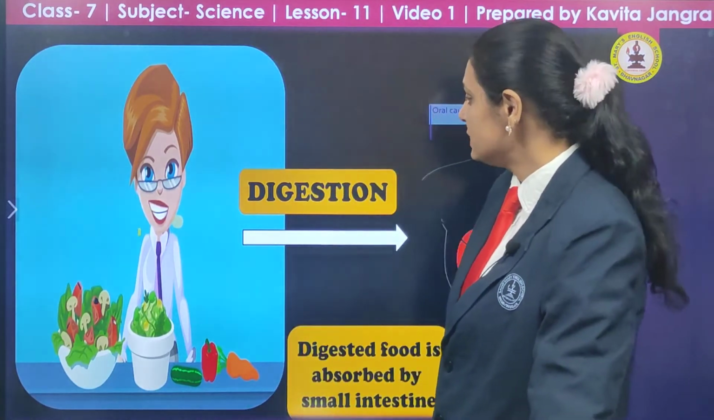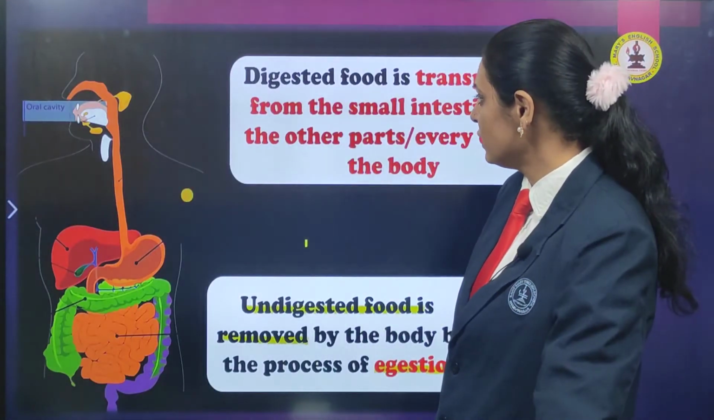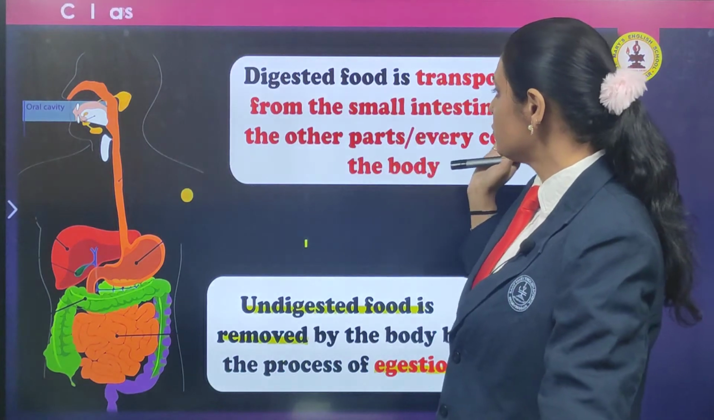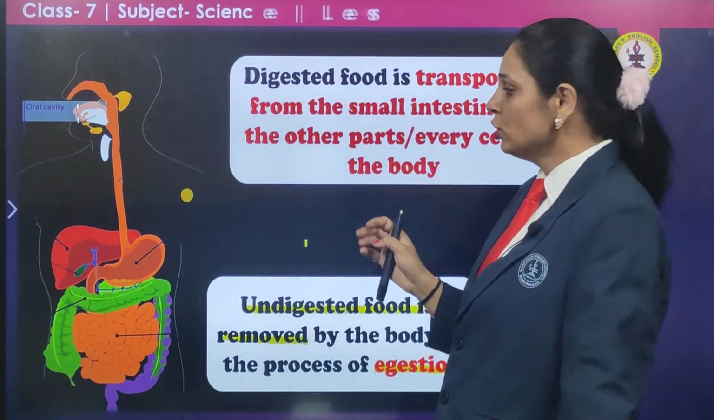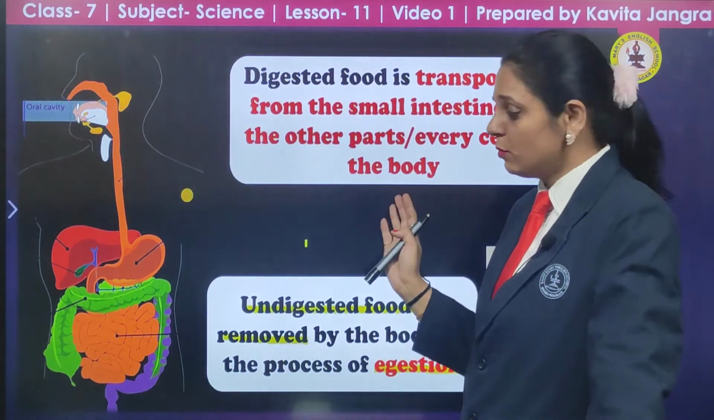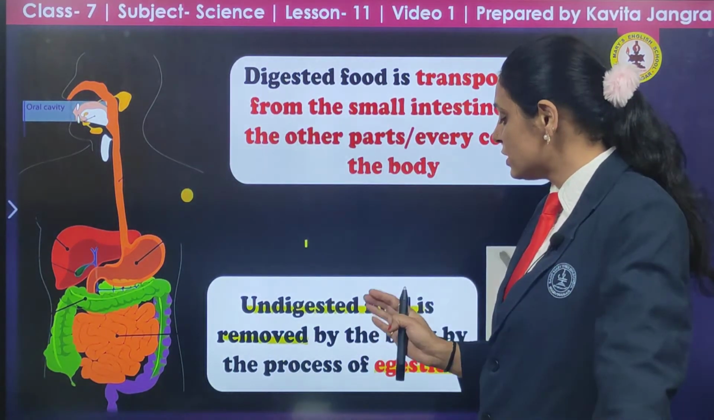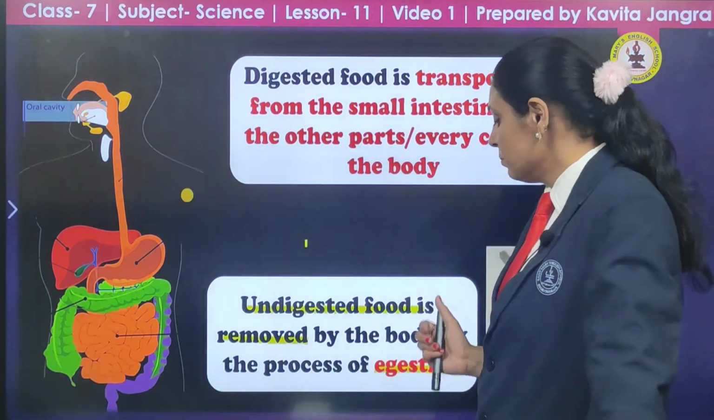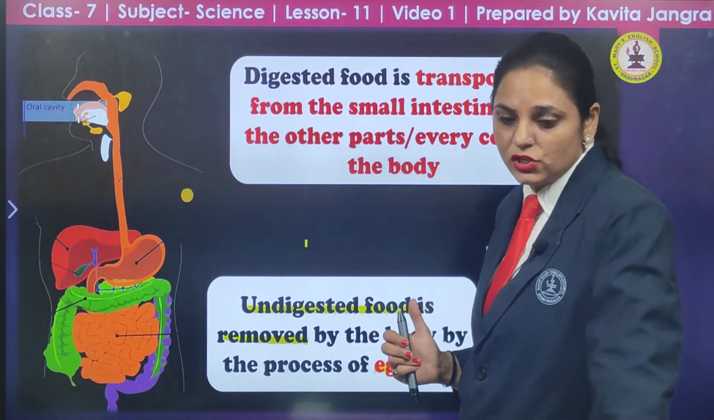Okay, and each cell is performing all these metabolic functions. Now digested food is transported from the small intestine to the other parts, to every cell of the body. Now undigested food is removed by the body by the process of egestion.